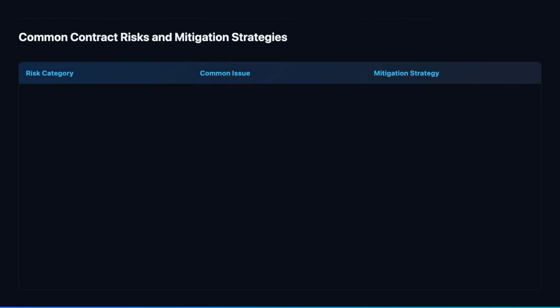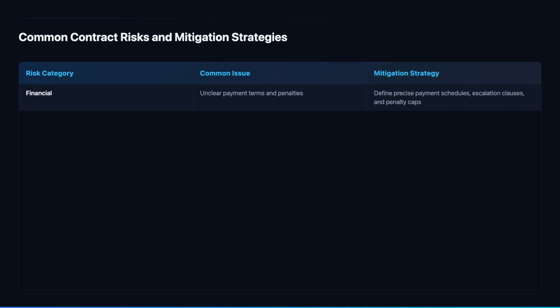Understanding the most common contract risks and their mitigation strategies helps us build stronger, more protective agreements. Ambiguous financial terms are the leading cause of contract disputes. Precise definitions prevent costly misunderstandings. Without measurable performance standards, we cannot hold counterparties accountable or enforce quality expectations.